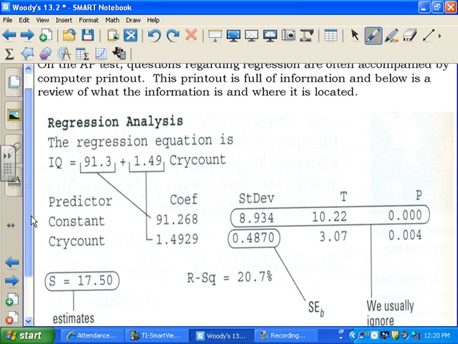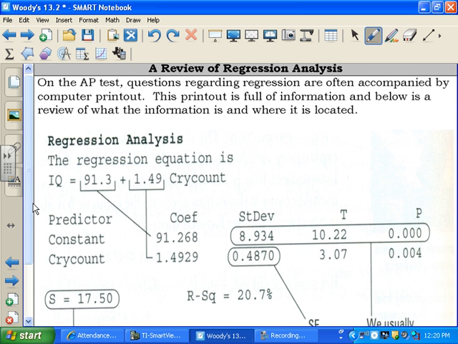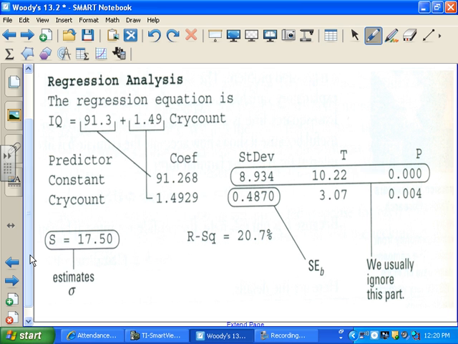Quick review. You will see this kind of output on your AP exam. I guarantee it. I used to not like it; I used to like to have the data to put in my calculator. At this point, I would much rather see computer output given to me as opposed to putting it in my calculator. You need to know where this information is. This is yesterday's information, when we stepped through rubber bands on babies and predicted IQ. This was the equation that we came up with.